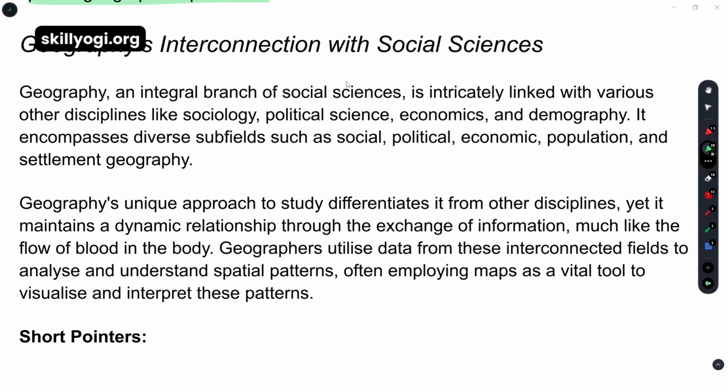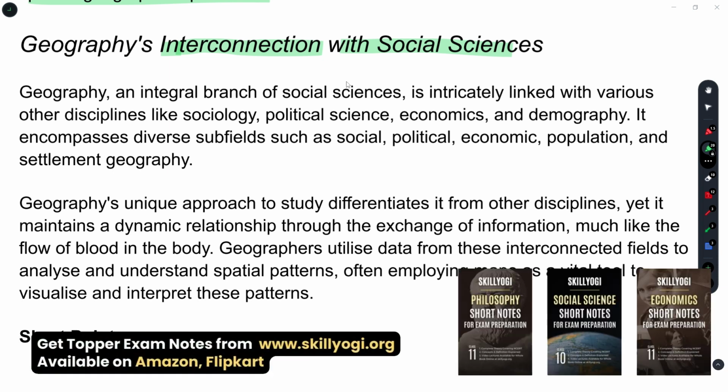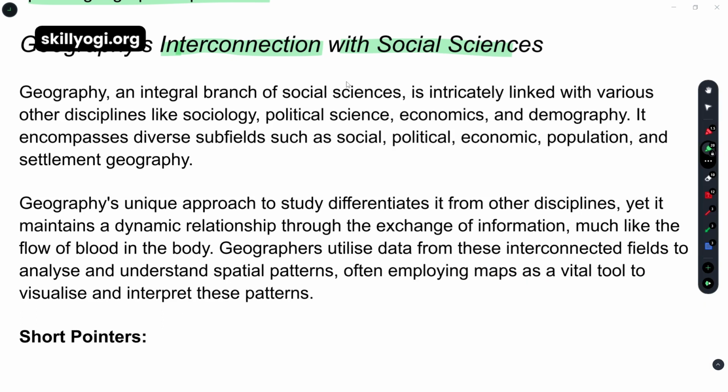Again, we come to the next part, which is geography's interconnection with the social sciences. This shows the interrelationship between sociology and geography. Social sciences means it's completely related to the social sciences. So definitely sociology and geography, their relationship. Geography's traditional link with sociology appears to have developed mostly as a result of the ideographic tradition. So that is the introduction of this part.